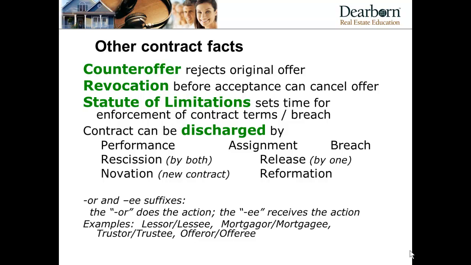The lessor is the landlord who leases the property. The lessee is the tenant who agrees to receive the property. The mortgagor and the mortgagee, the trustor and the trustee, the offeror and the offeree in a purchase contract. So the potential buyer is offering to buy, and the potential seller is the one who can accept that offer or not.